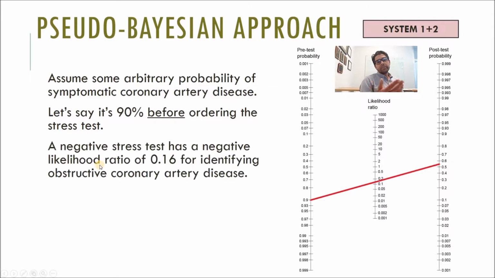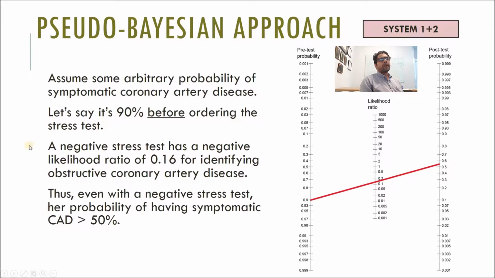Now I can look at some Bayesian stuff, right? I could say a negative stress test in this situation would have a negative likelihood ratio of 0.16 for identifying obstructive coronary disease. But then I might say to myself, hold on, that's not going to be very helpful, right? So if I do the math on this, even with a negative stress test, her post-test probability of having symptomatic coronary disease is still greater than 50%. And I'm not comfortable saying that that's a good test, right? If it's still greater than 50%, I still think that's likely, right?